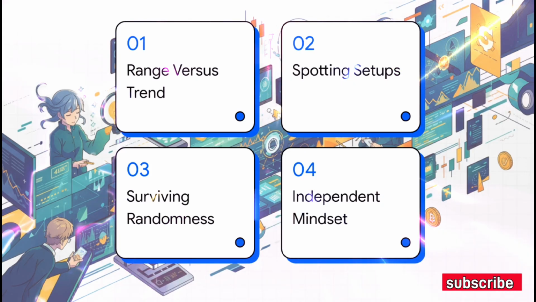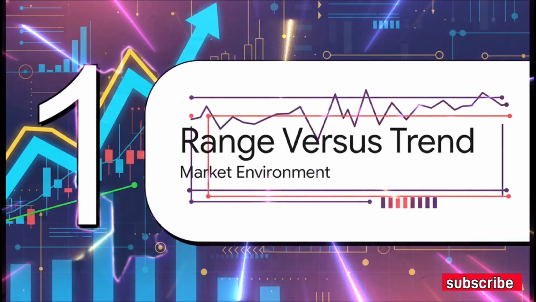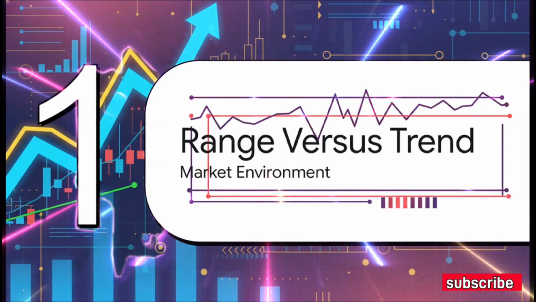1. Range versus trend. 2. Spotting high probability setups. 3. Surviving market randomness. And 4. The independent trader mindset. Starting right off with Section 1, Range versus Trend, establishing the market environment.